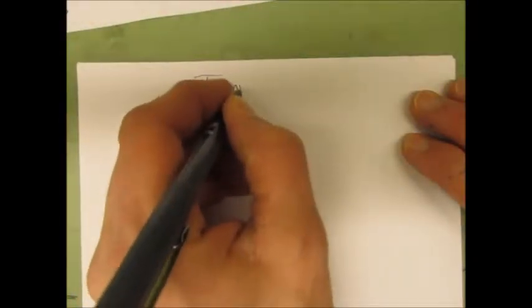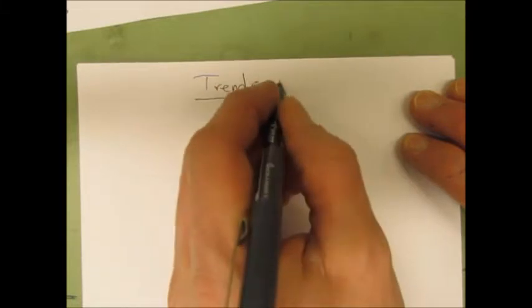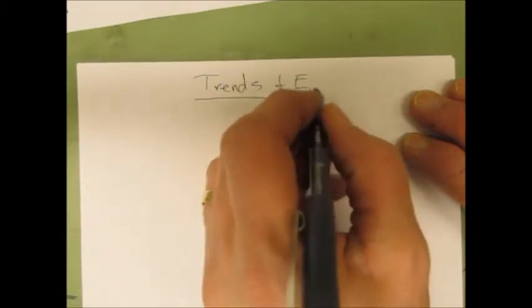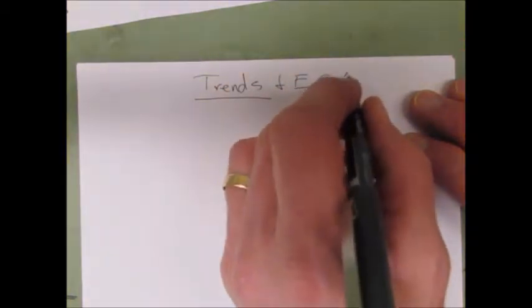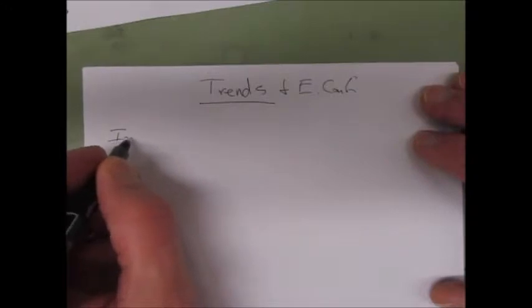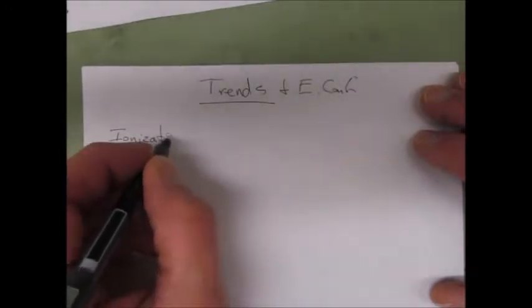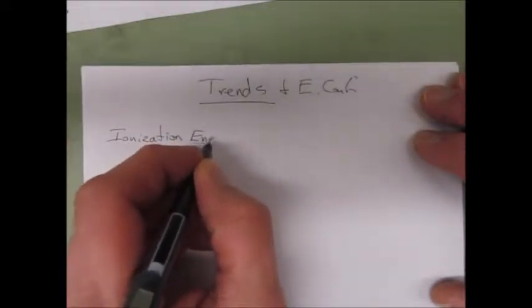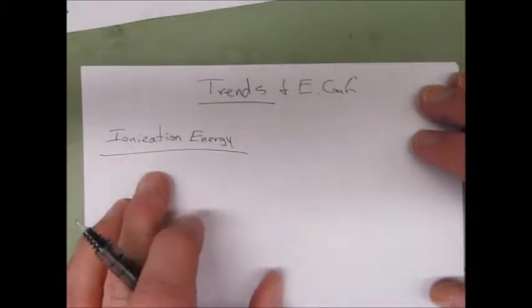Seems to be focusing. Okay, so now we're going to start more of the practical type of thing, trends and electron configuration. Typical first year stuff. So I'm just looking at the book here. One of the popular trends is the concept of ionization energy. So what does this mean?